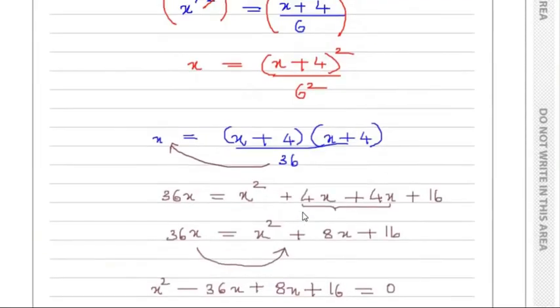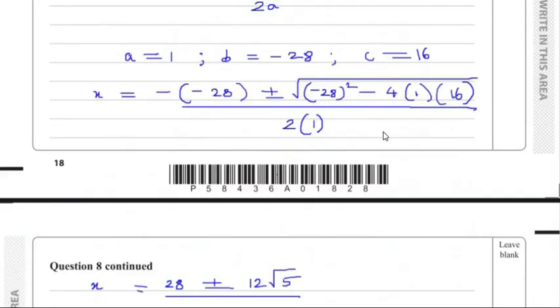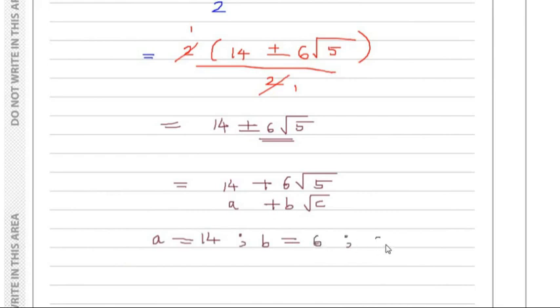So they wanted us to get the answer in the format a plus b root c. So we will consider only the positive value over here and take it as 14 plus 6 root 5. And it was mentioned that a, b and c are integers. So a plus b root c, we can see that by comparison a is equal to 14, b is equal to 6 and c is equal to 5. So this is the answer for the given question.